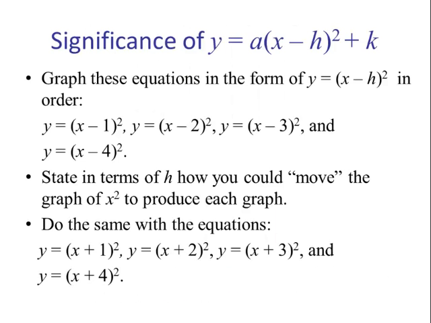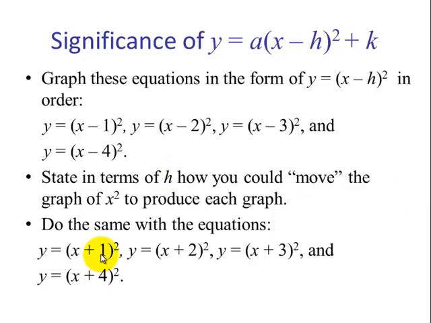Now let's look at h. So we will graph these equations: y equals x minus 1 quantity squared, x minus 2 quantity squared, x minus 3 quantity squared, and x minus 4 quantity squared. And we want to see how the value of h is changing y equals x squared.